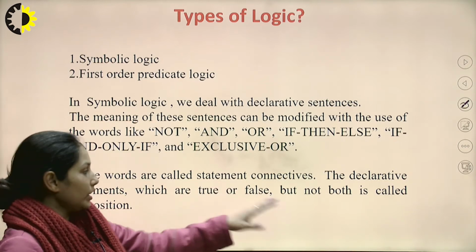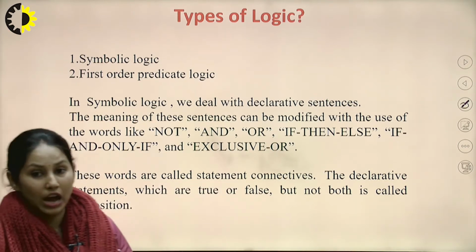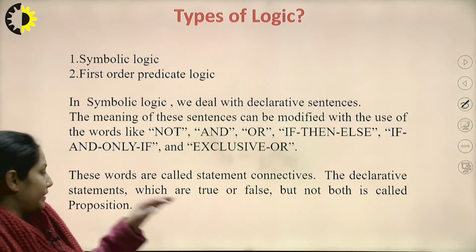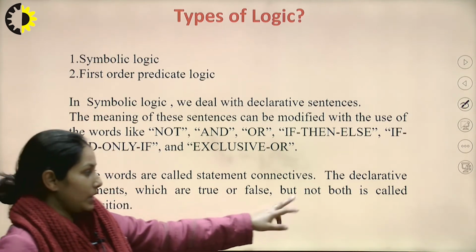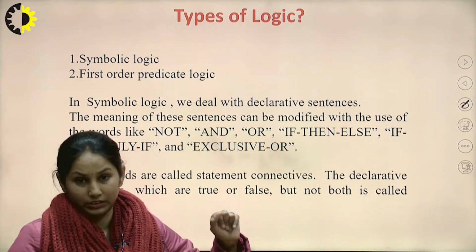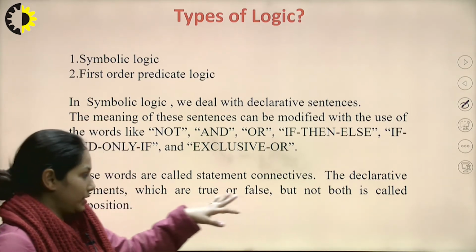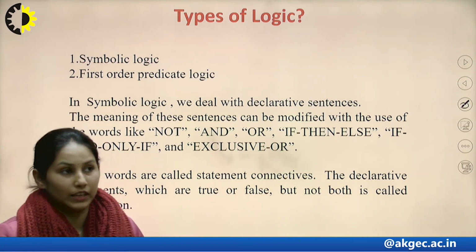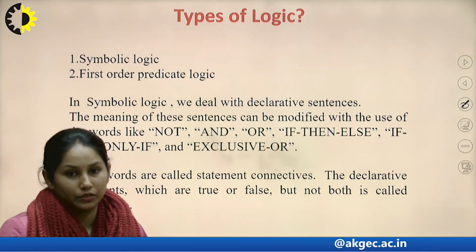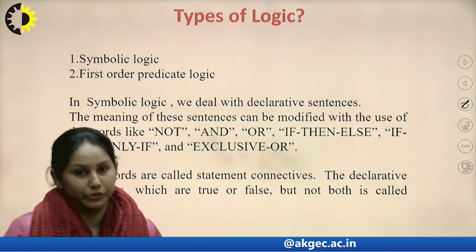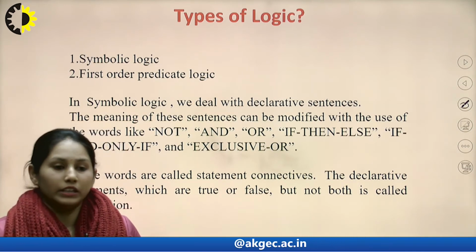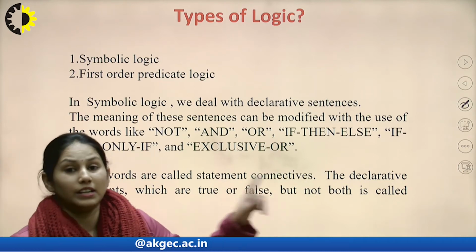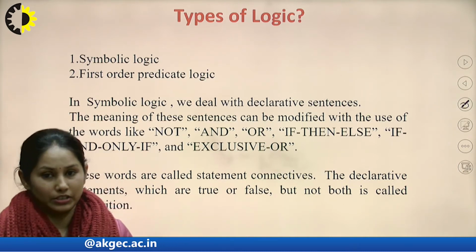Okay. So the declarative statements which are true or false, but not both. Mind these words: they could be true or false, but not both. Like, if it is raining, it could be true or it could be false. It could not be that it is raining and it is not raining. So there could not be both. These are only known as propositions.